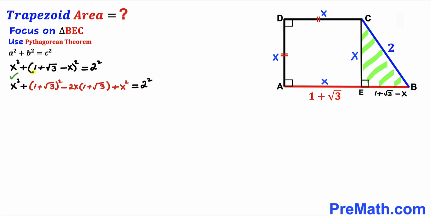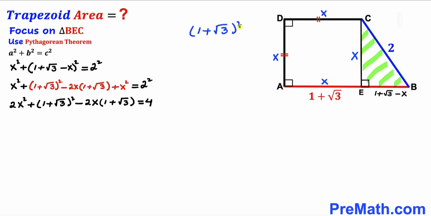Now we are going to combine these like terms. On the right hand side, 2 square is going to be equal to 4. Now let's focus on this part on the left hand side. Here I have copied it down over here. Let's recall once again another identity: (a plus b) whole square could be written as a square plus 2ab plus b square. In this case, this is our a and this is our b. So this could be written as 1 square plus 2 times 1 times square root of 3 plus (square root of 3) whole square.